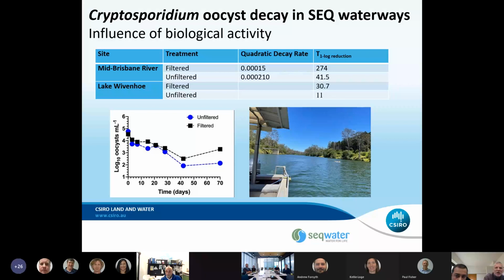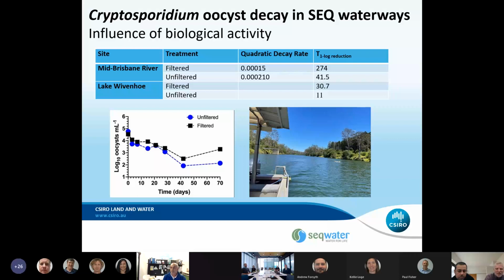And again, you can see that the mid-Brisbane River, which was done in winter, when we remove the microorganisms, there's a significant difference between what we see with the microorganisms present: 41 days for a 1 log reduction versus 274 days. So the microorganisms in the mid-Brisbane are really driving decay in those conditions. It's a very shallow system with a standard temperature across. If we go back out to Lake Wivenhoe, we do see a difference, but that difference is much smaller and is becoming almost not statistically significant.